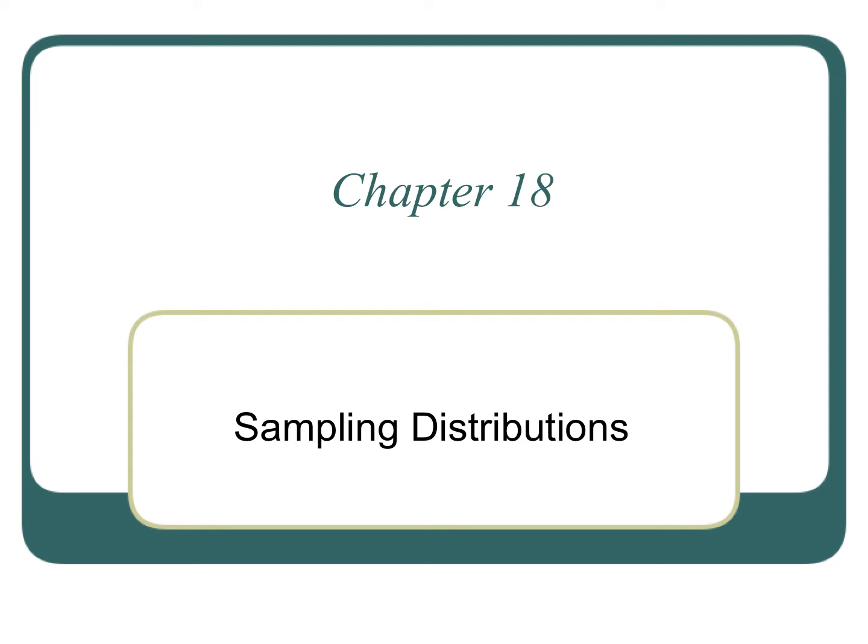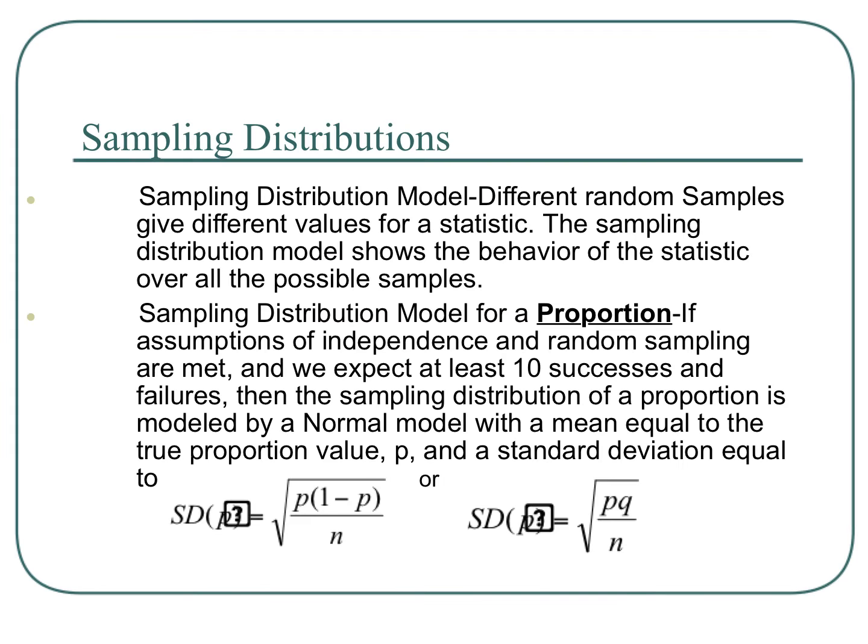Okay? So parameters describe the population, and our sample, a smaller subset of that population, gives a statistic. So a sampling distribution is where we take different random samples. They give different values of a statistic, and the sampling distribution model shows the behavior of that statistic over all possible samples.